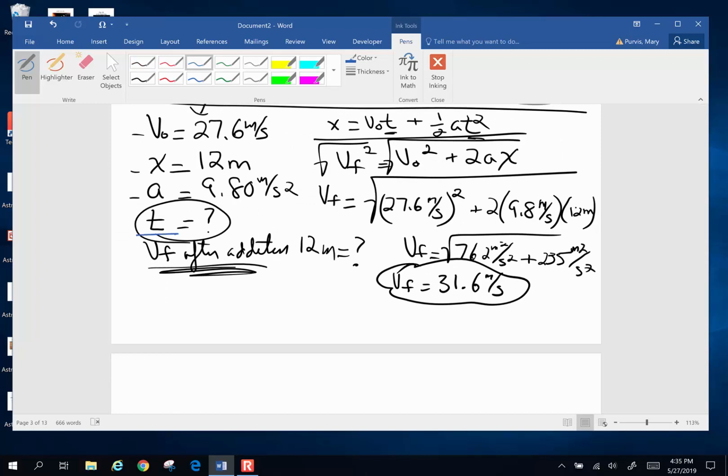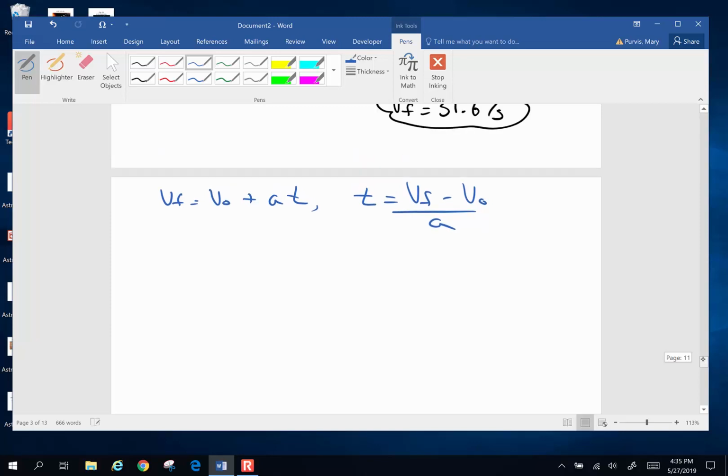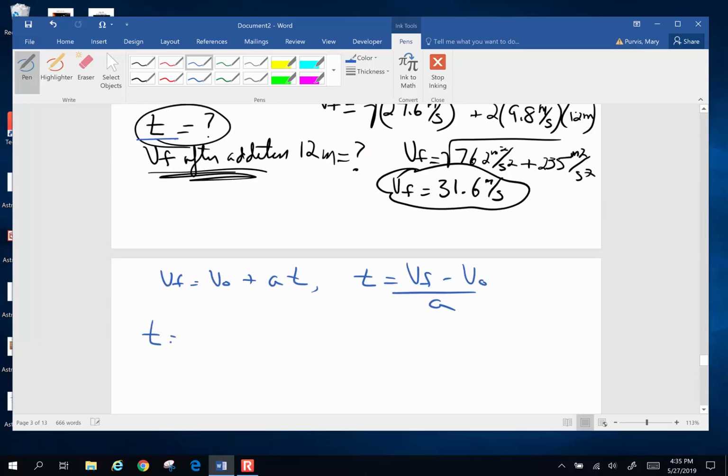What am I going to use to find time with all this? I'm going to go back to VF equals VO plus AT. Time is going to be equal to final minus original divided by A. And that's going to give me final velocity was 31.6 meters per second. Original velocity at the beginning of this segment was 27.6 meters per second. Gravity is accelerating at 9.8 meters per second squared.